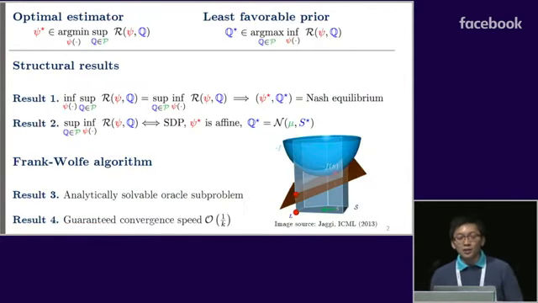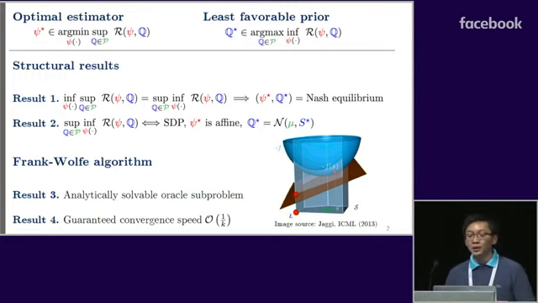This problem turns out to be notoriously challenging because psi lives in an infinite dimensional functional space, and the problem turned out to be non-convex. Fortunately, we still managed to establish the following structural results. First of all, we prove a minimax theorem that justifies the interchange of the infimum and the supremum operator. As such, the optimal robust estimator that solves the minimax program and the least favorable prior that solves the dual maximin program form a Nash equilibrium.